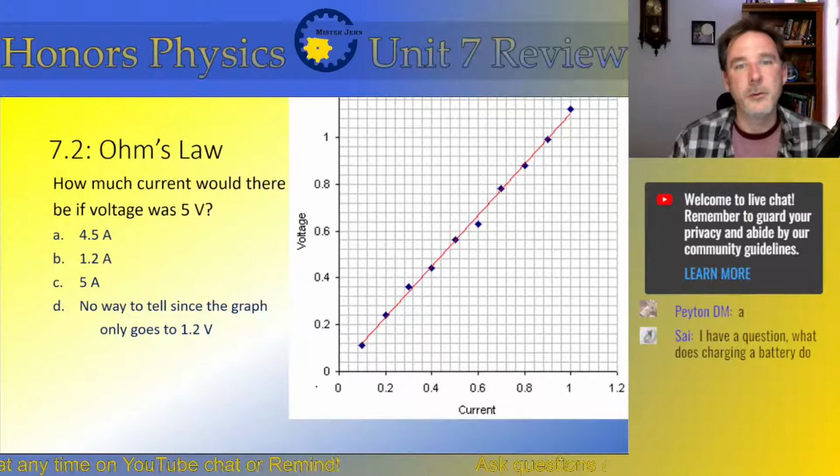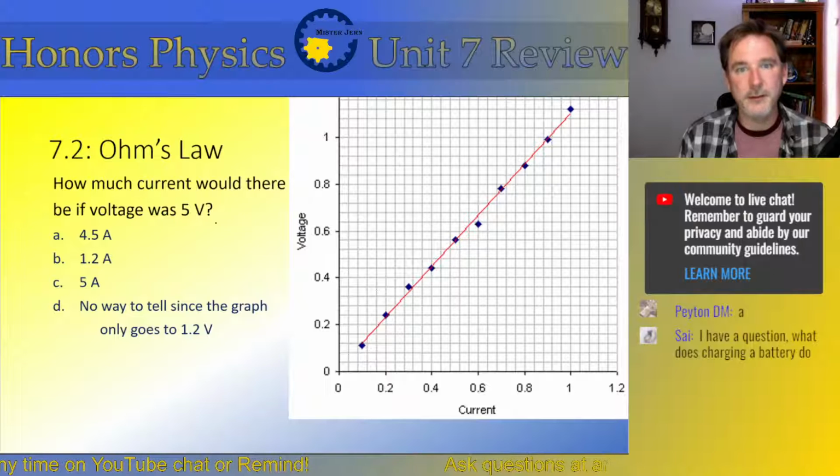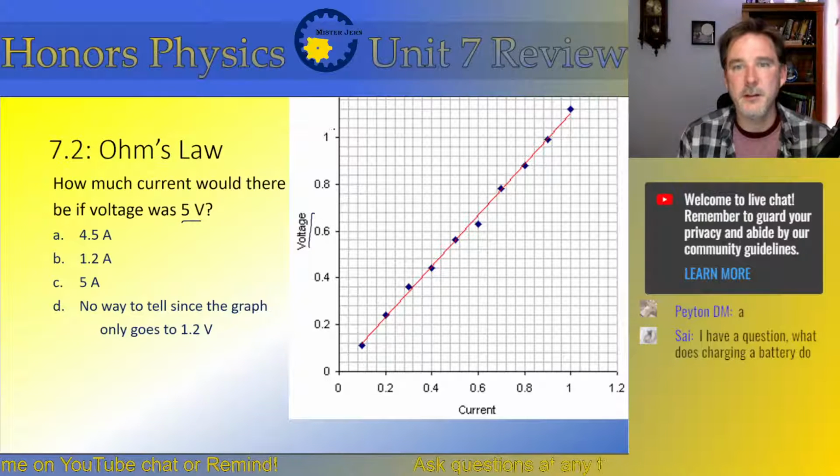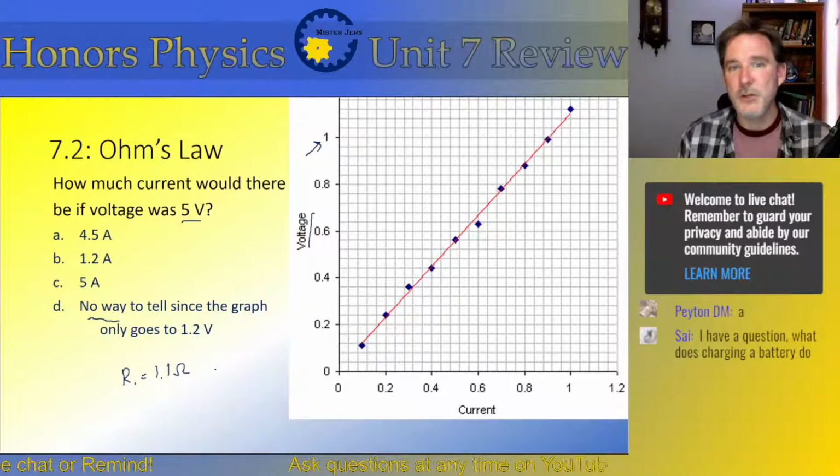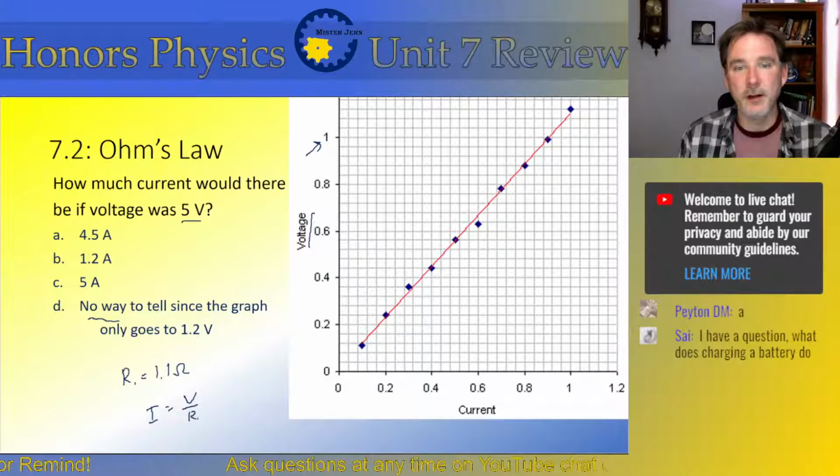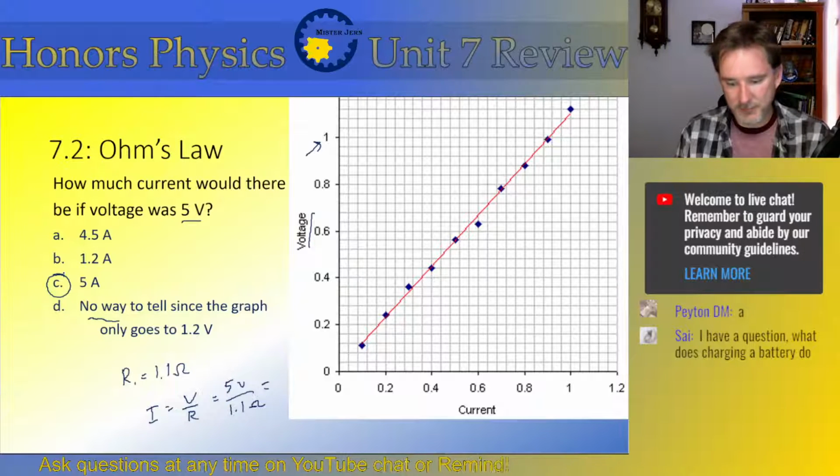How much current would there be if voltage was 5 volts? Okay, well, 5 volts. So let's just go to our little graph, voltage right here. Oh, it only goes up to 1. So you might be tempted to choose letter D. However, we did just figure out that resistance is equal to 1.1 ohms. So we can use Ohm's law, I equals V over R, to figure this out. So if there's 5 volts and the resistance is 1.1 ohms, it looks like it's going to be close to 5, I'm guessing. Let's just divide that in our calculator. 5 divided by 1.1.